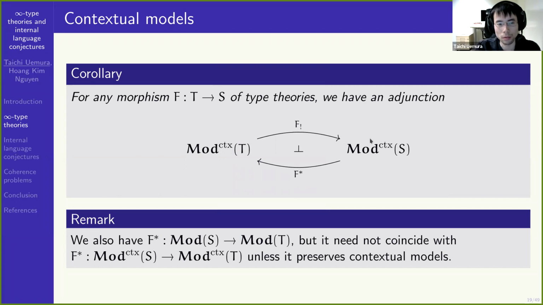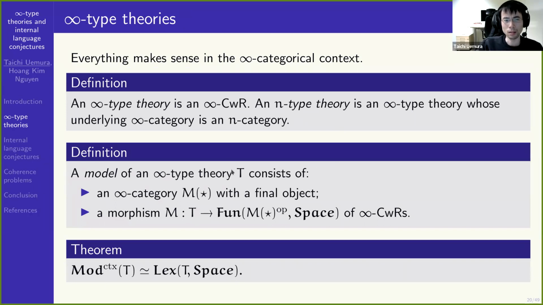So what we have done is define type theory as a category with representable maps, define the model of type theory in a functorial style, and define the contextual models, so that any morphism between type theories induces an adjunction between contextual models. All of this is purely categorical, so it is straightforward to generalize this story to the infinity categorical context.